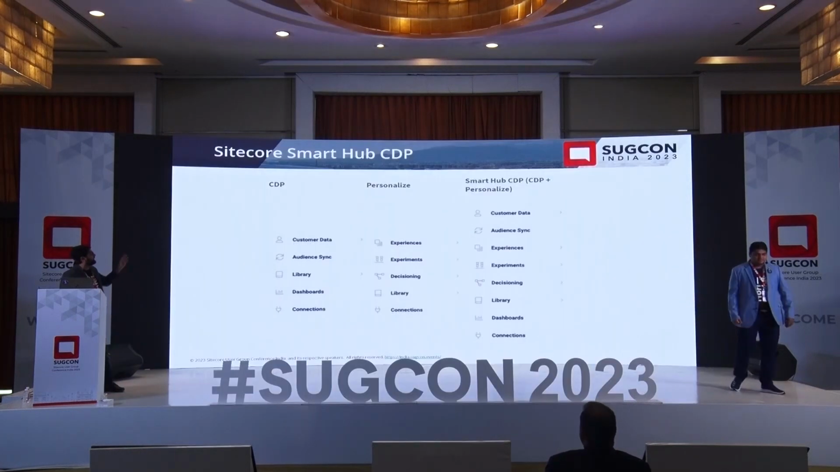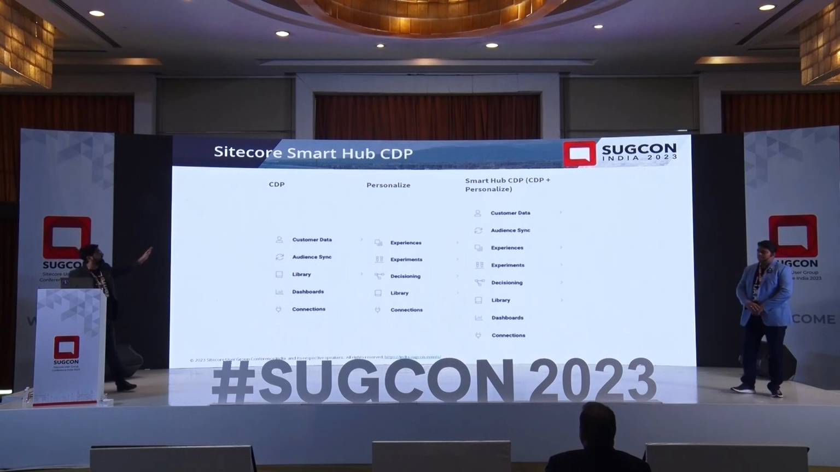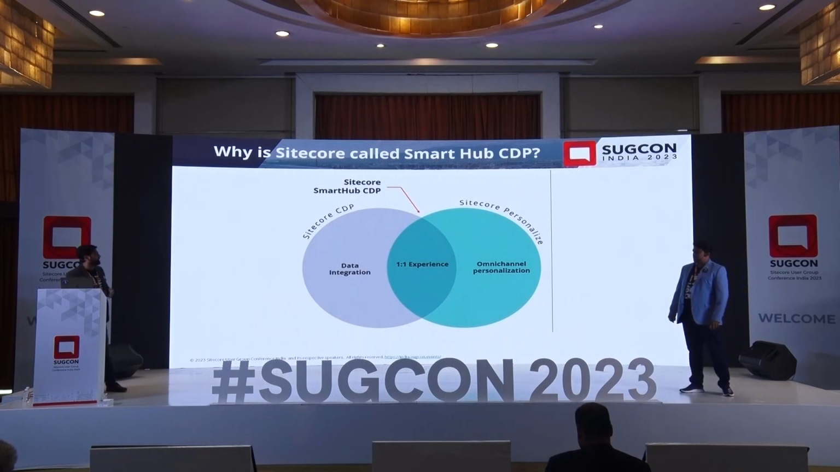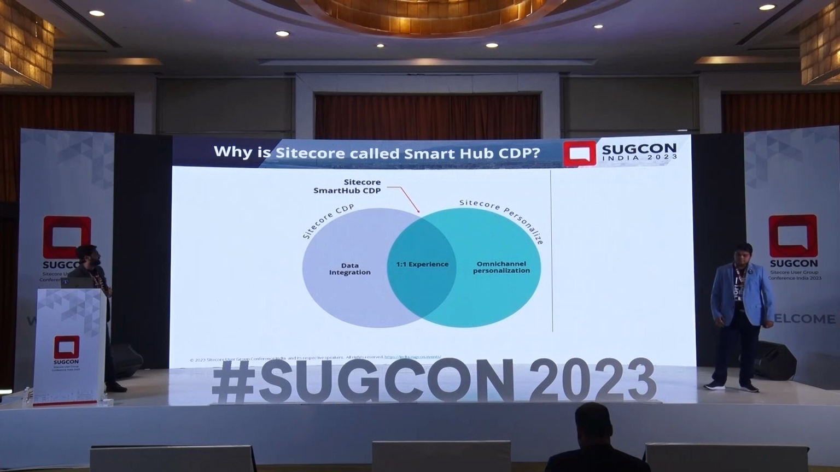So now you can see CDP has some features, Personalize has some features, but Smart Hub CDP is a union of both CDP as well as Personalize. On the right, where we have shown Smart Hub CDP, it has every section: customer data, experiences, experimentation, decisioning, library, and all other aspects. In technology terms, this is a Venn diagram to better explain when to use Smart Hub CDP. Smart Hub CDP is a union of both of them.